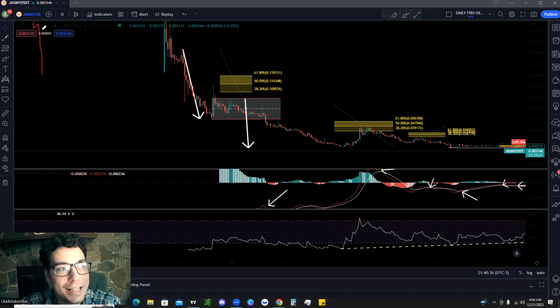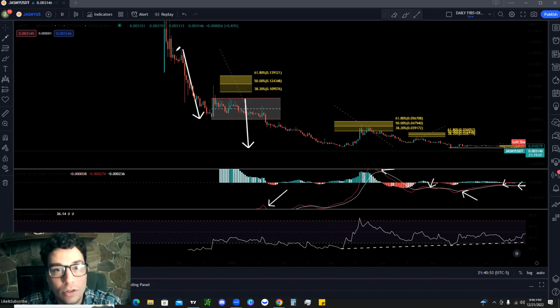We're going to be taking a look at JASMY, okay? JASMY. We're looking at the daily chart. Going to give you guys a quick update. We're going to break down the entire history of the chart real quick, how we're going to use 3 strategies and combine those together to really give ourselves an edge in the market.